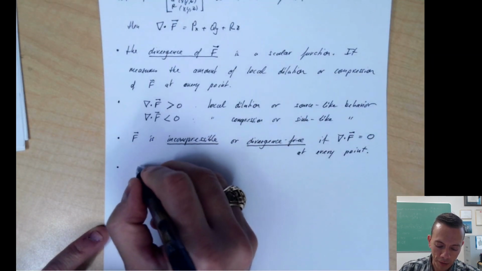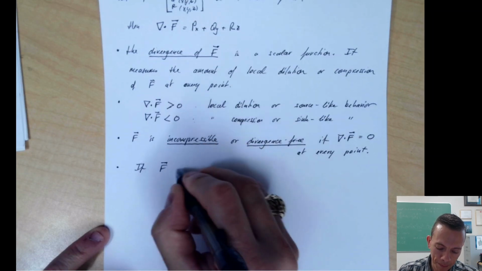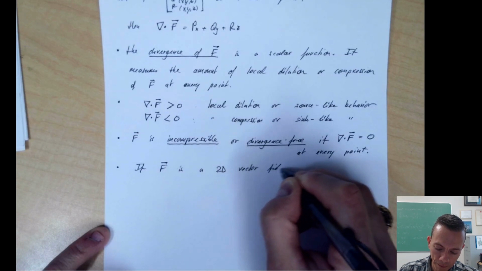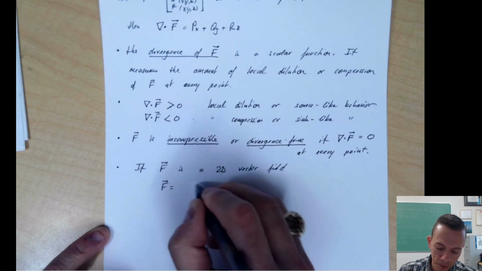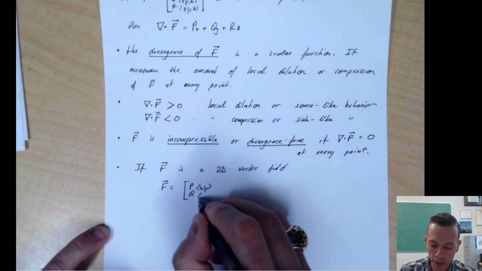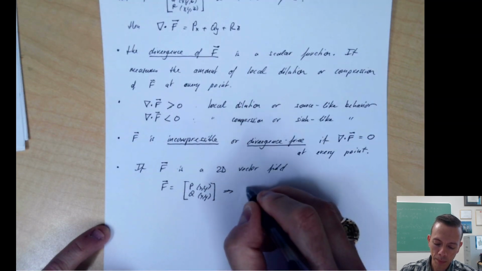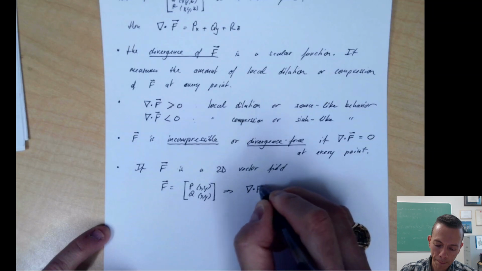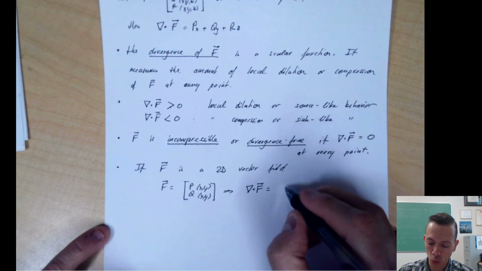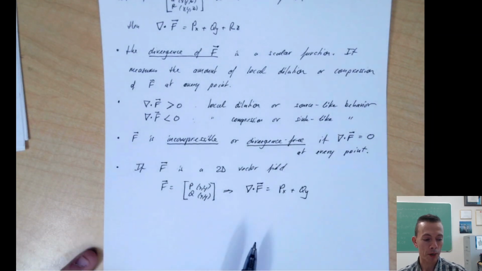So now what if we have a two-dimensional vector field? In this case, you only have two components, and each one of them only depends on two variables, x and y. Then the divergence is simply Px plus Qy, and there's no R in this case.